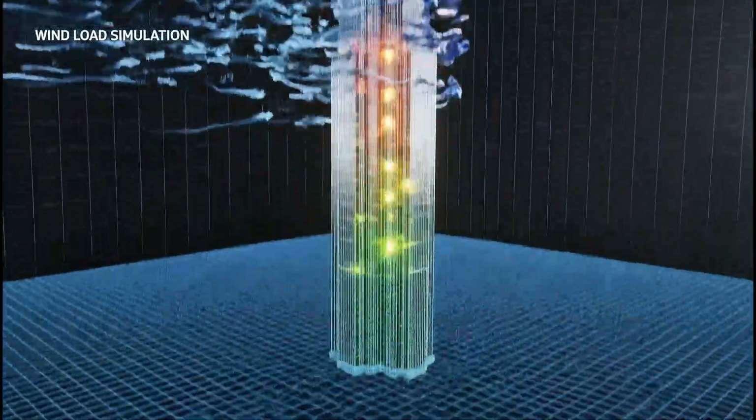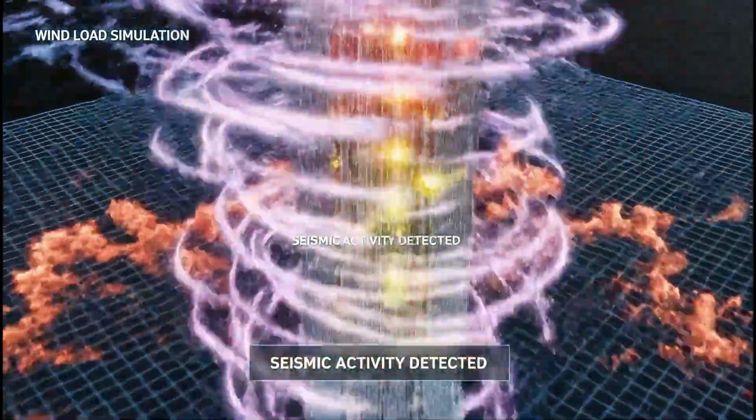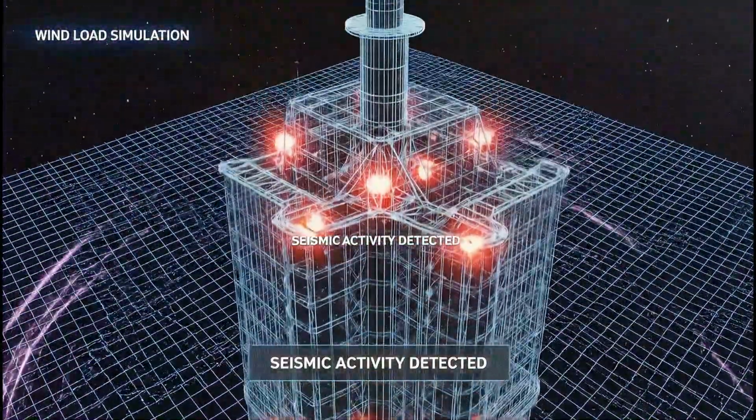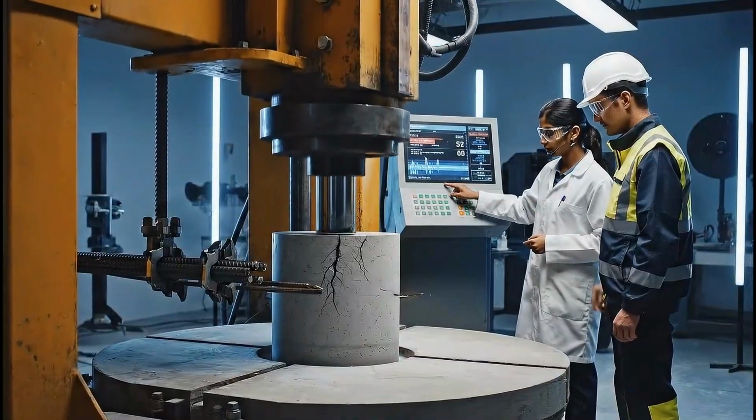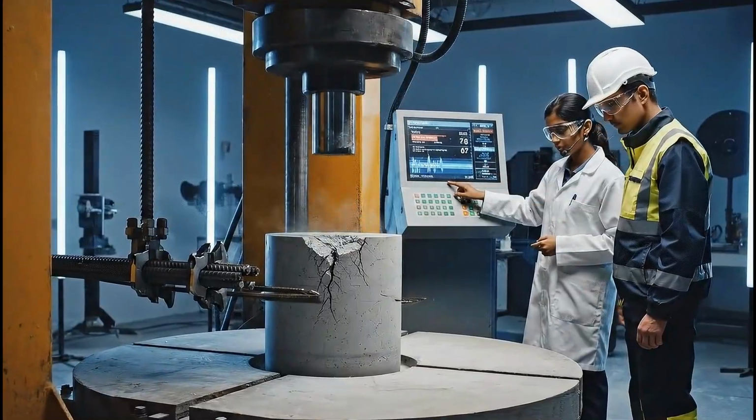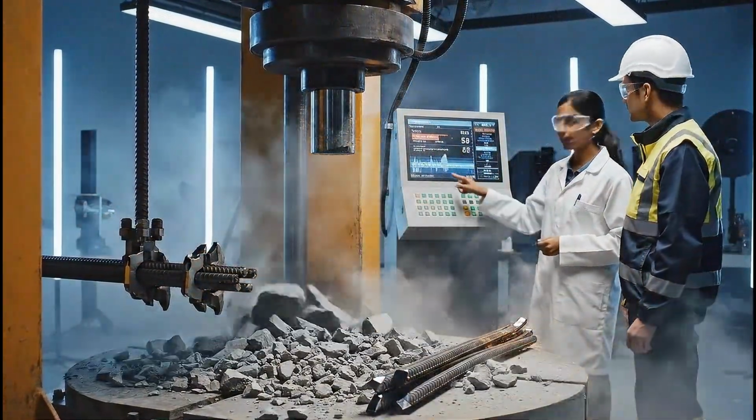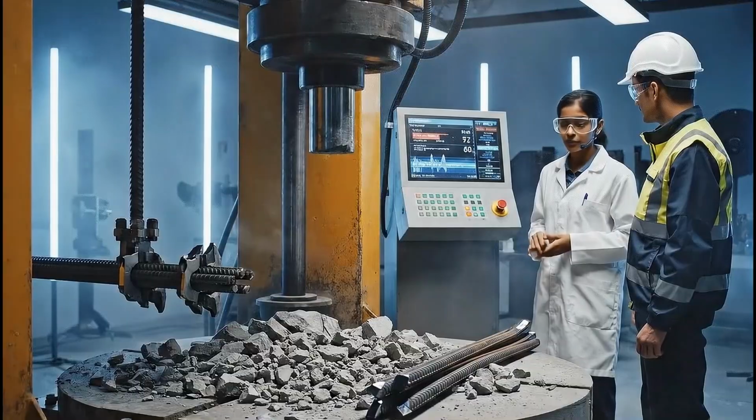Warning. Structural integrity compromised. Seismic activity detected. Look at the stress curve on the monitor. Incredible. The yield strength exceeded our projections by 15%.